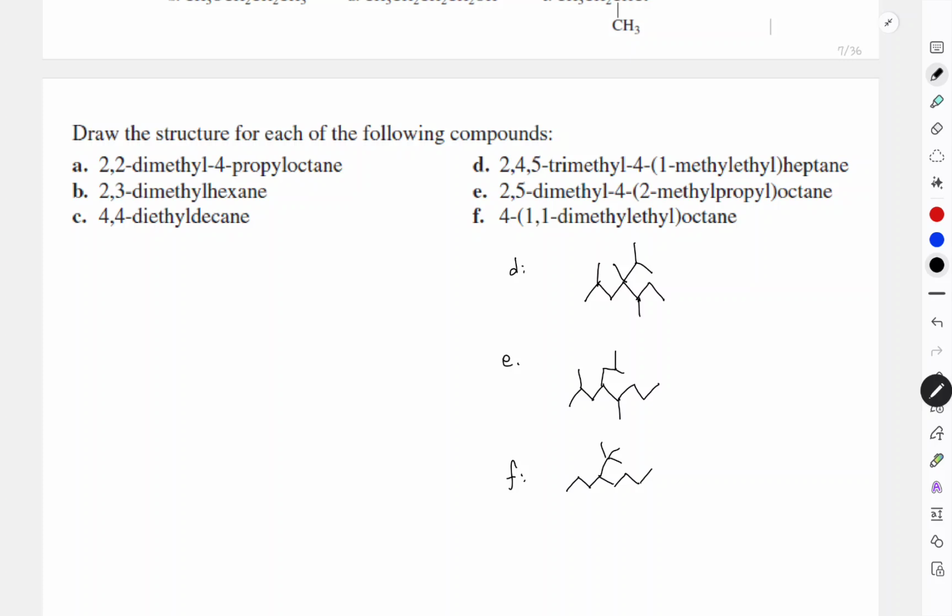So you should be able to do the reverse process as well for the given structure. You need to know how to call out the systematic name, the IUPAC name in the proper fashion. Okay, so you should practice. Right. So that's what we covered.